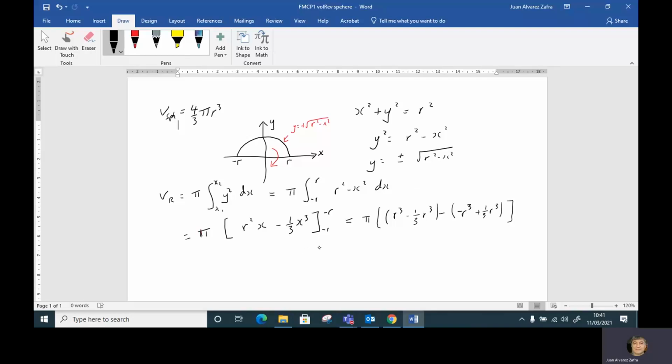And then if we calculate that, the first bracket is going to be 2/3 r cubed, and the second one is actually minus minus 2/3 r cubed. It's going to be plus 2/3 r cubed, and so the whole thing is 4/3. Just write that a bit more neatly. 4/3 pi r cubed, which is what we wanted to prove.